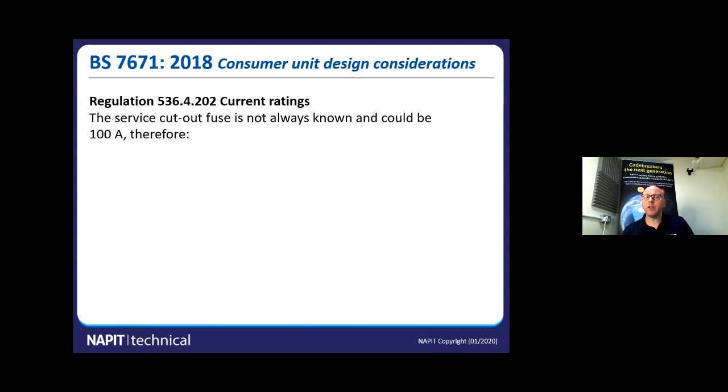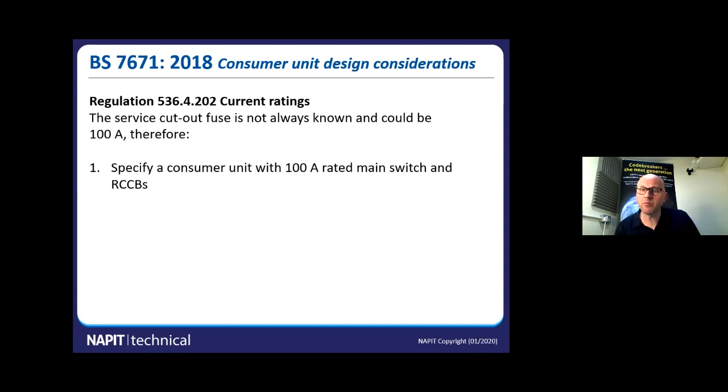The service cutout fuse is not always known. It could be 100 amps, so therefore you could specify a consumer unit with 100 amp rated main switch and RCCBs. And this is where you have to pay attention when you're looking at consumer units out there on the shelves. There will be many still out there with 63 amp RCCBs in them. Some of the manufacturers, because of this regulation, have said we're going to move to 100 amp rated switchgear. So that's great, because if you're using one of those boards, it meets this problem.